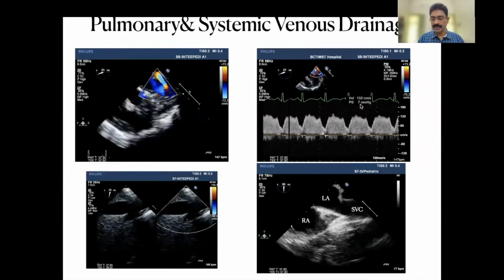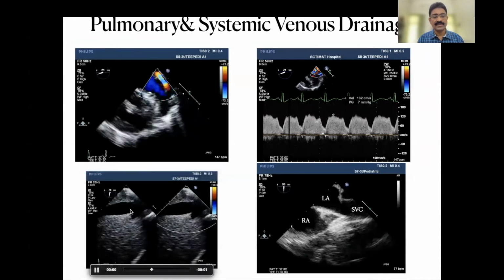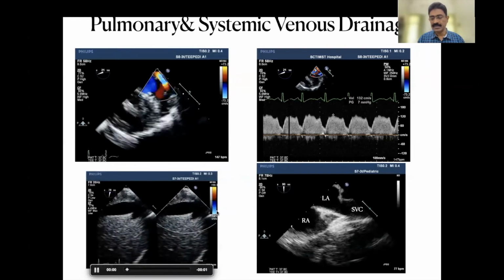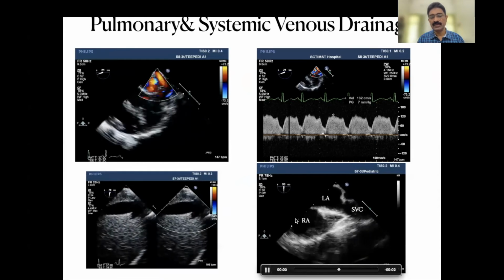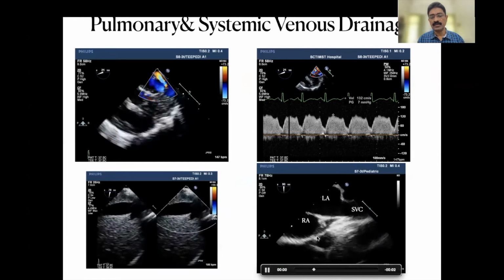Now we're looking at the systemic venous drainage. This is the IVC and the hepatic vein draining normally into the right atrium, whereas this patient was operated last week. You can see that in the bicaval view, the SVC was draining into the left atrium, and the surgeon rerouted it to the right atrium.